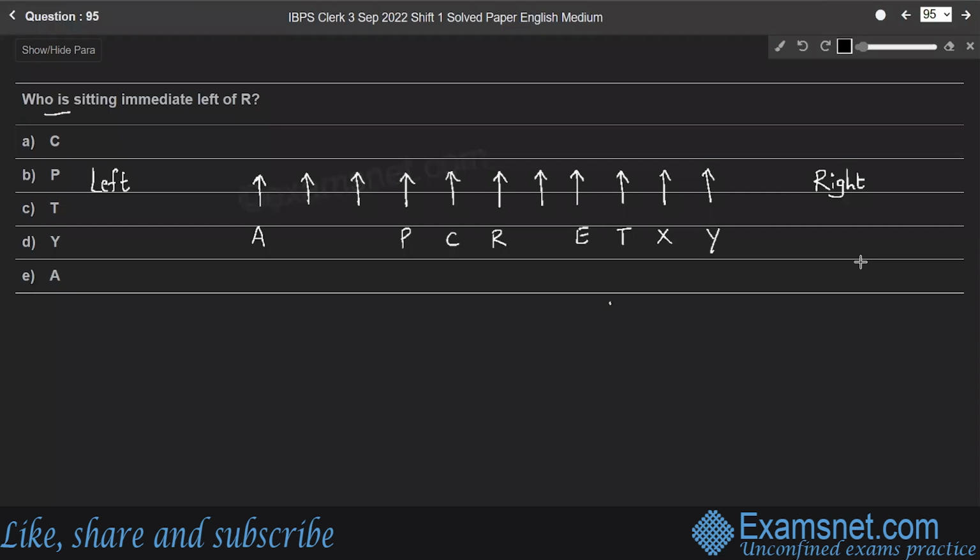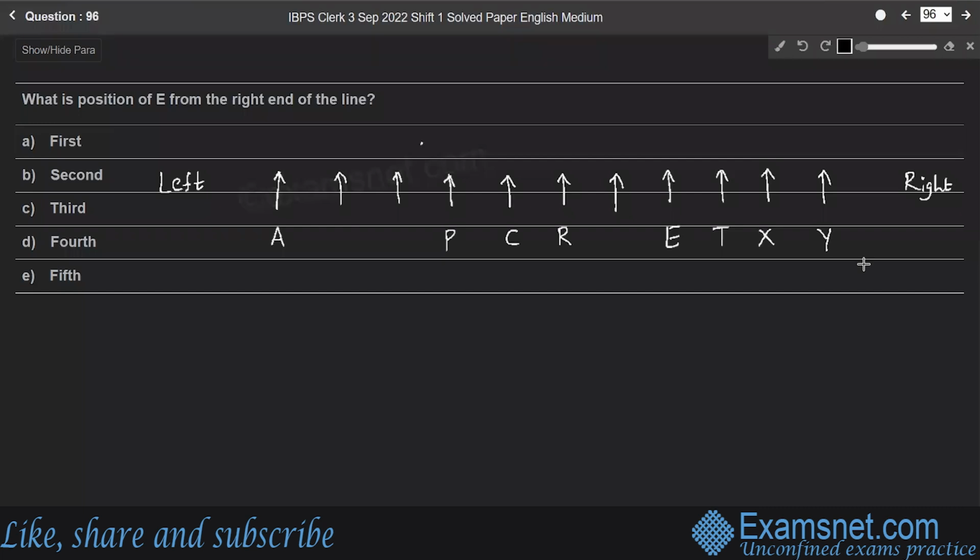Question 95. Who is sitting immediate left of R? So immediate left means this direction. So C is sitting immediate left of R. Hence option A is the right answer. Question 96. What is the position of E from the right end of the line? So from the right end of the row, the position of E is first, second, third, fourth. Fourth is the position of E from the right end of the row. Therefore, option D.